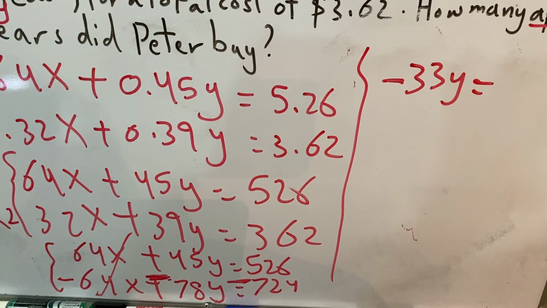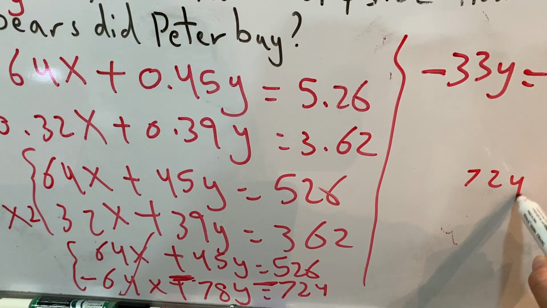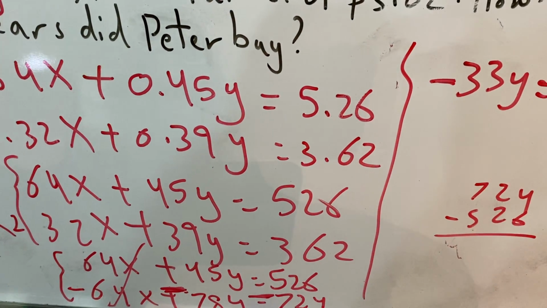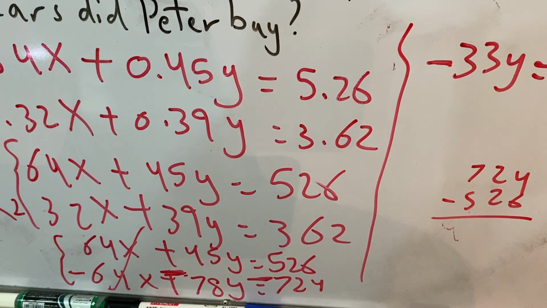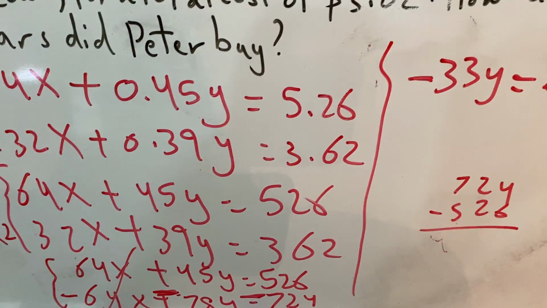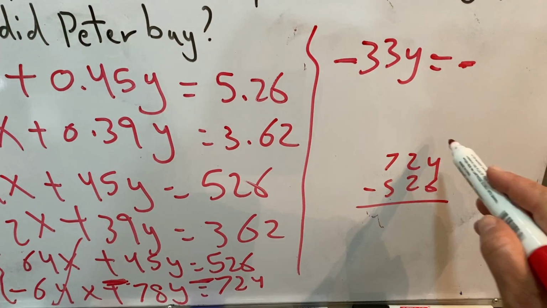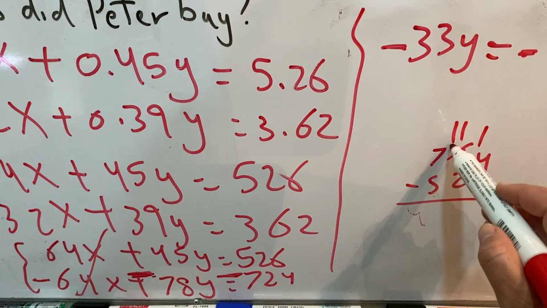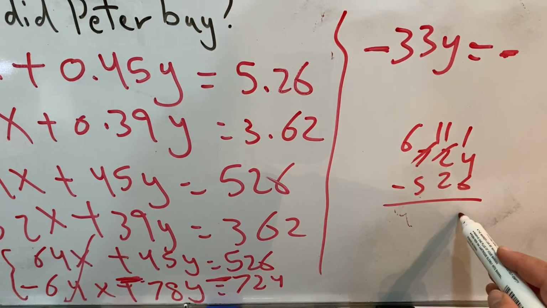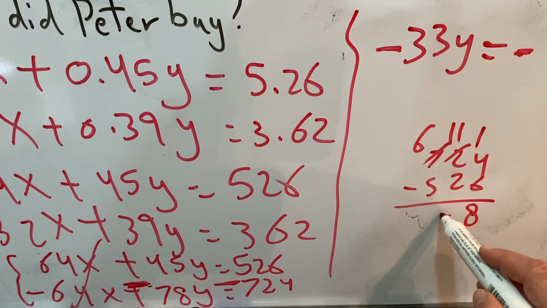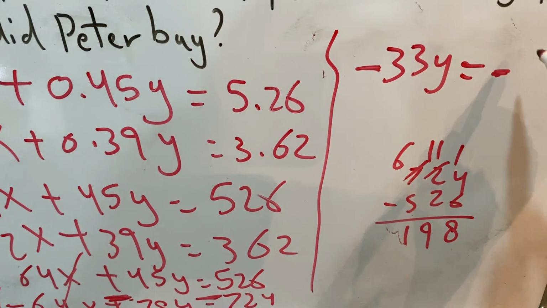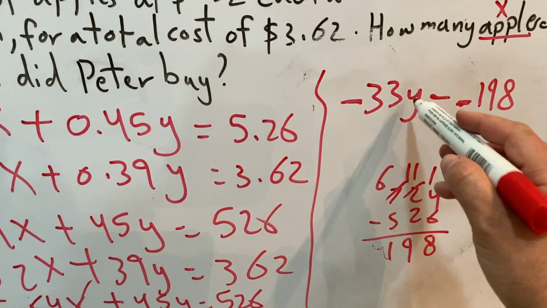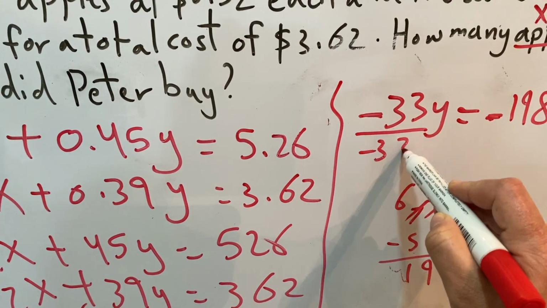Now I have to subtract 724 from 526. And the sign of course will be negative because different signs and they will take the sign of the big number, the answer will be negative here. Now I'll subtract, this will become 14, this will become 1, and this will take 1 again, this will become 6. This will give me 8, this will give me 9, and this will give me 1, which is 198 here. Now I need to isolate y, so I have to divide both sides by negative 33.